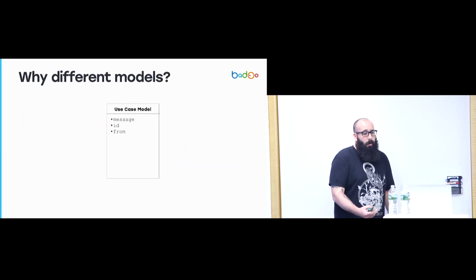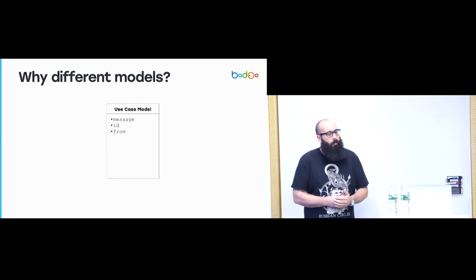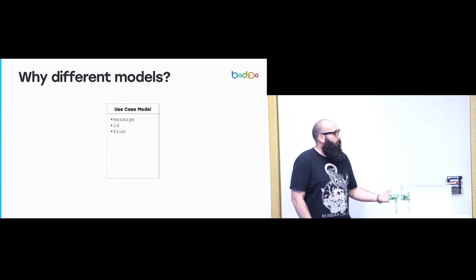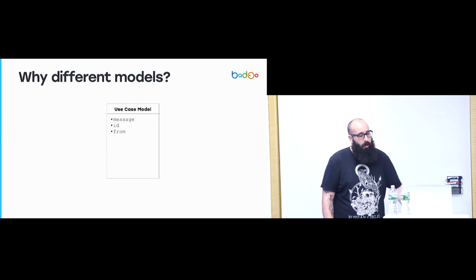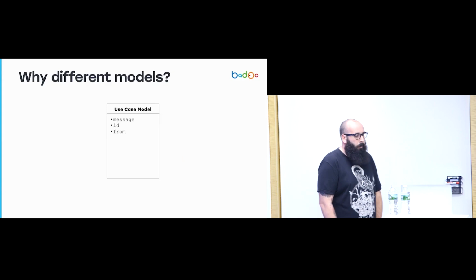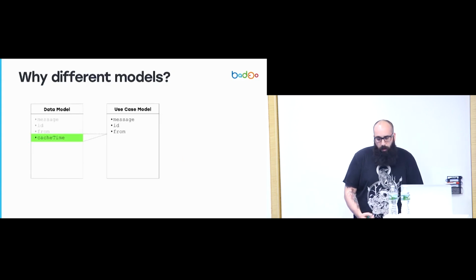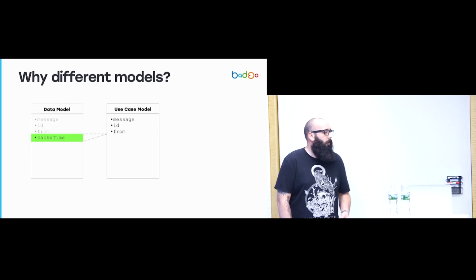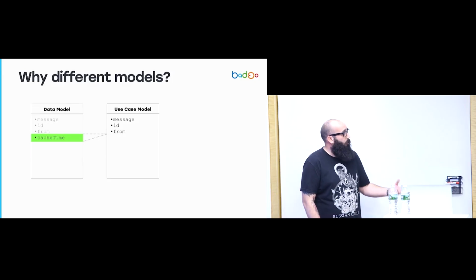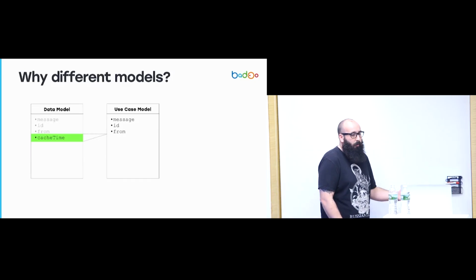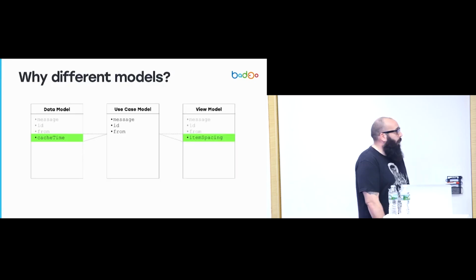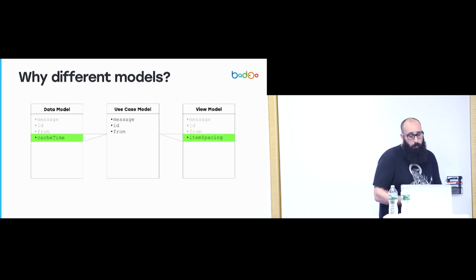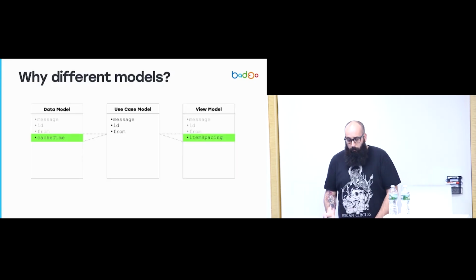If you go back to the message example, at the use case, it's quite simple. We just have the message, its ID, and who it's from. At the data layer, we might have something to do with caching, how long that message can be cached for. It doesn't make sense to have this at the use case level, but it makes sense at the data model. And then finally, maybe at the view model, we have something about item spacing or something like that.